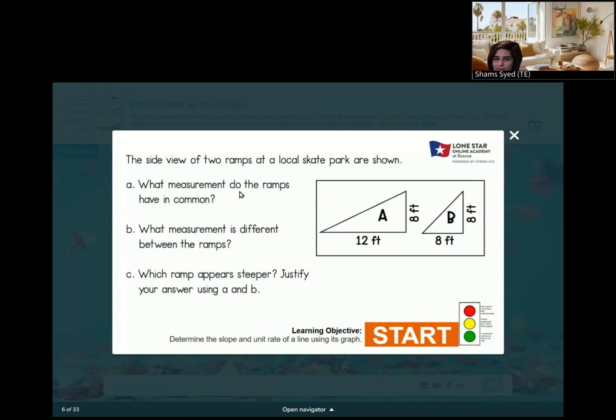What measurement do ramps have in common? Part B, what measurement is different between the ramps? Part C, which ramp appears steeper? Justify your answer using part A and B. 3-minute timer starts now. Get started.